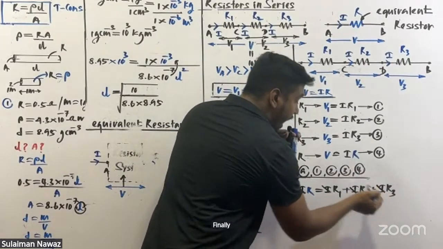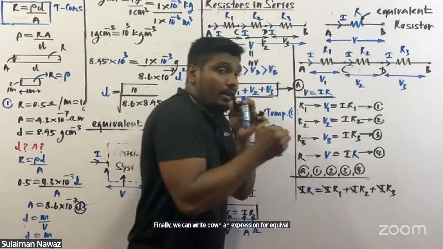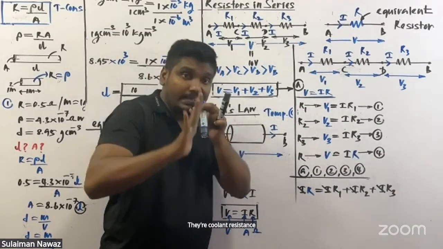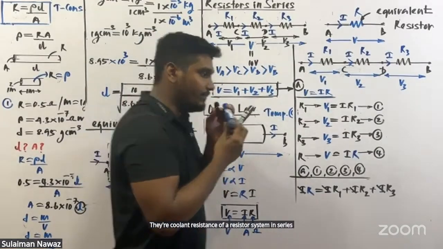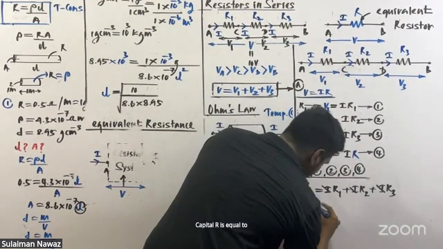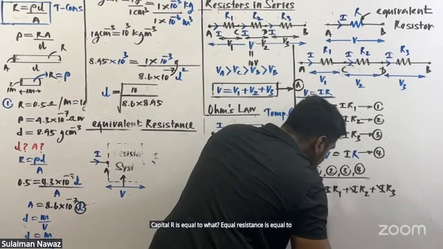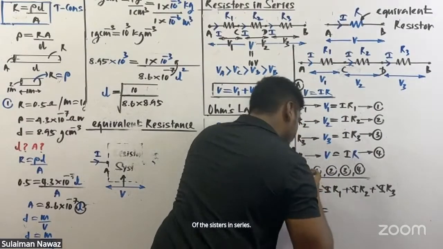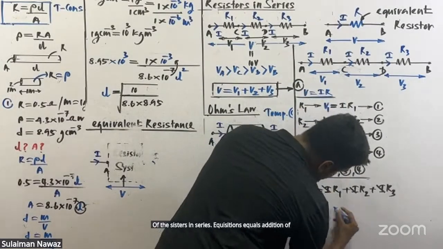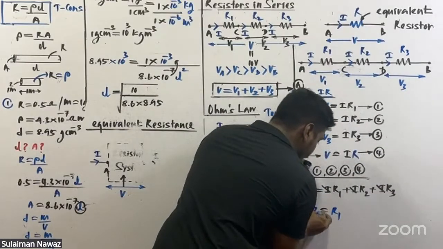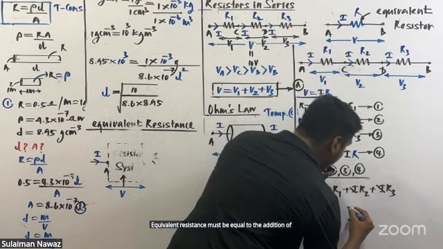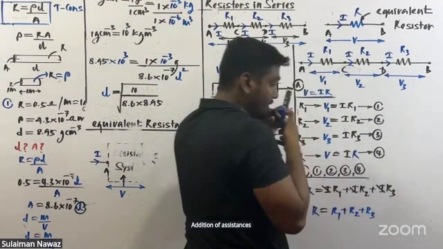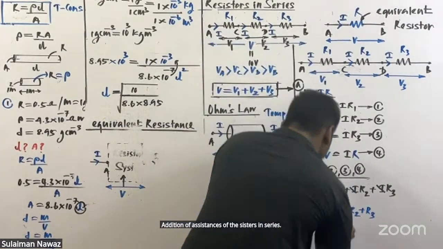Finally, we can write down an expression for the equivalent resistance of a resistor system in series. Capital R is equal to what? The equivalent resistance is equal to the addition of the resistances of the resistors in series. That is the important result.